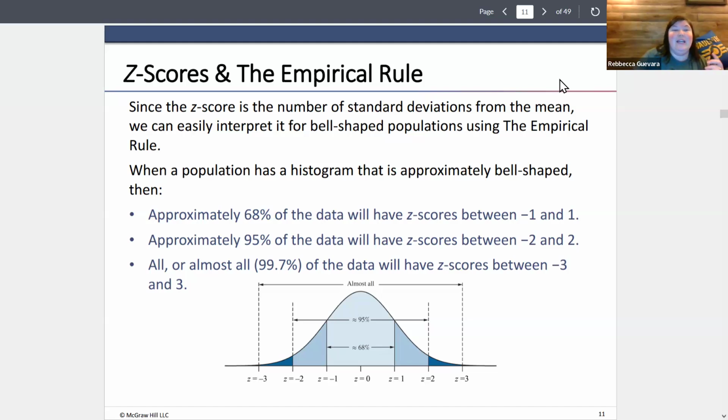Since the z-score is the number of standard deviations from the mean, we can easily interpret it for bell-shaped populations using the empirical rule. Remember, the empirical rule states that the range of one standard deviation from the mean is where 68% of my data would lie. That is, between -1 and 1 standard deviation from the mean.